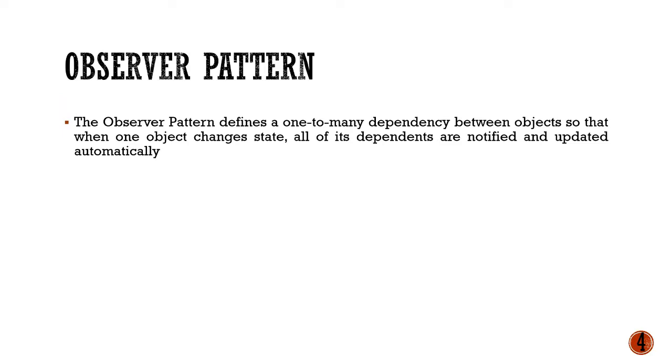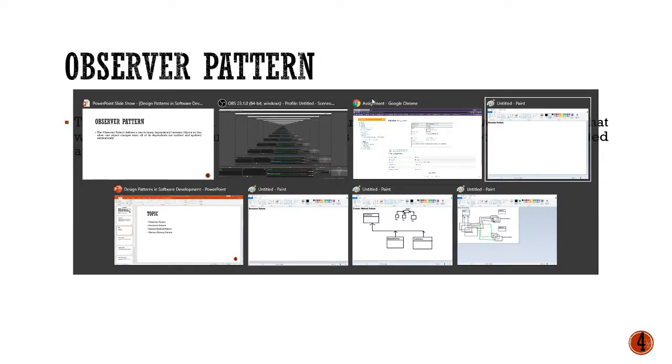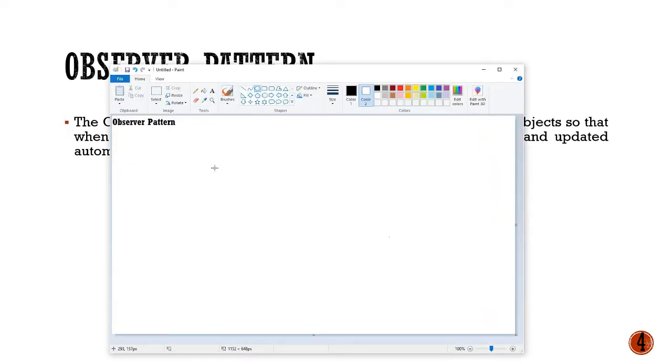So, observer pattern. The observer pattern defines a one-to-many dependency between objects so that when one object changes state, all of its dependents are notified and updated automatically. So for example, we have 2 objects over here. We assume this one is the weather, the weather changes.